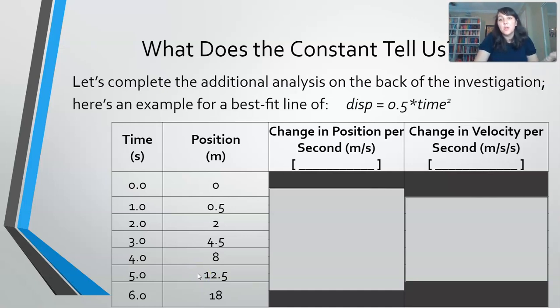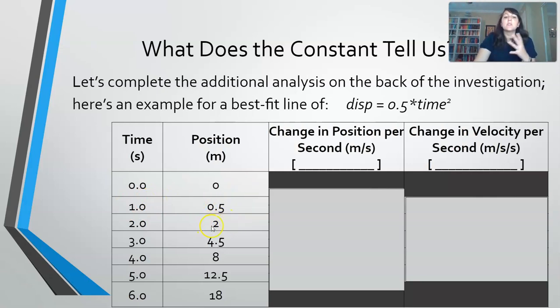Okay, so for example, if Desmos gave me the equation of displacement equals 0.5 times time squared, then for this first row here, I would say, what is 0.5 times 0 squared? That's 0. All right, for the second one, I'm plugging in a time of 1 now, so 0.5 times 1 squared.